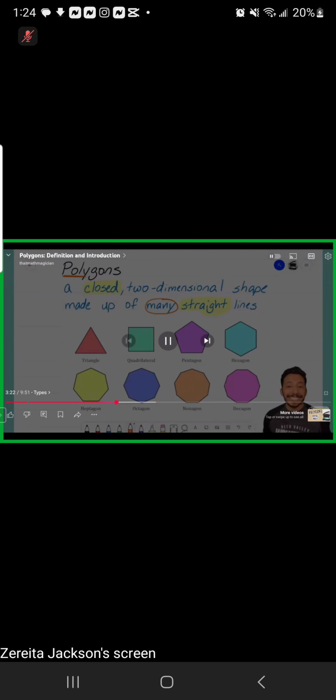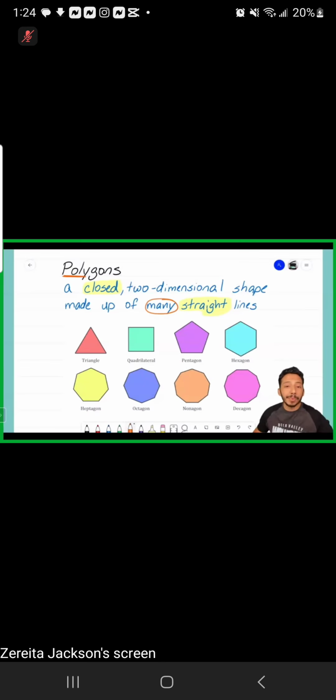This is not a complete list because, as you can imagine, we can go higher than the number of sides we see here. But we're going to start off with these 8. Now, the smallest polygon you can have is a triangle. That's because in order to create a closed two-dimensional shape, the least amount of sides you can have is 3. So a triangle here has 3 sides. So a 3-sided polygon, we call it a triangle.